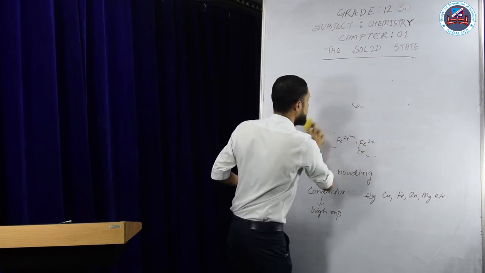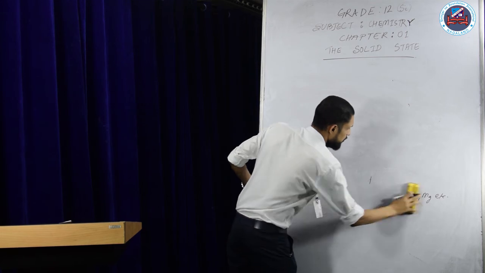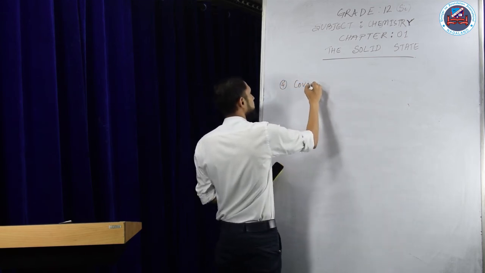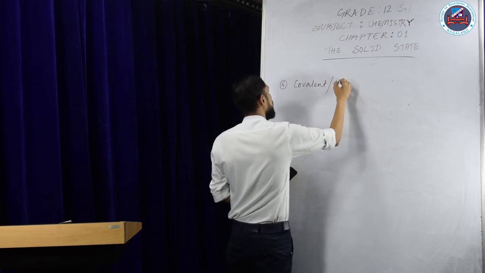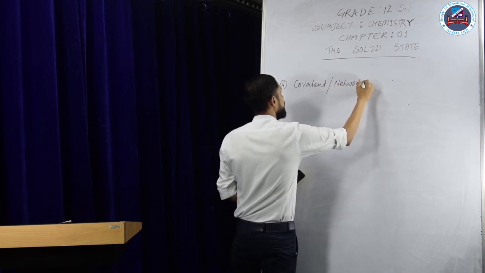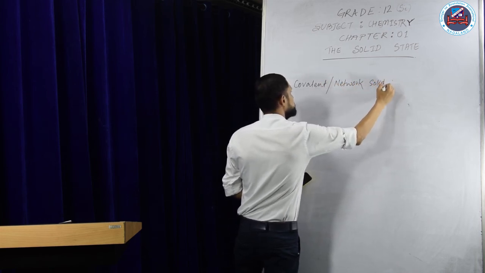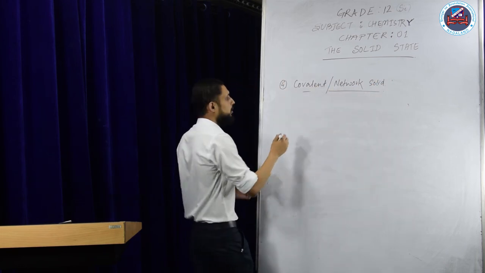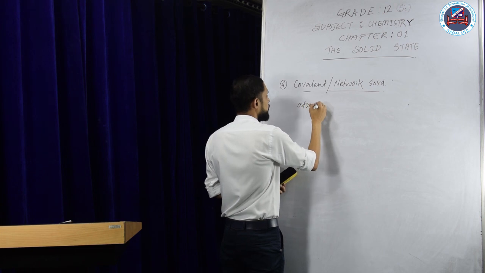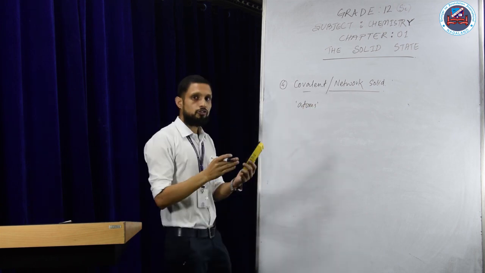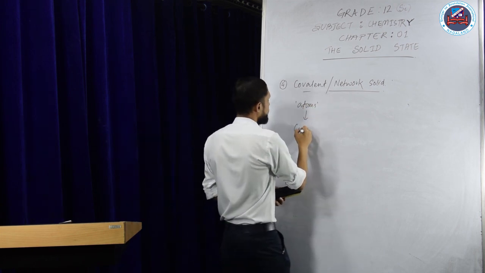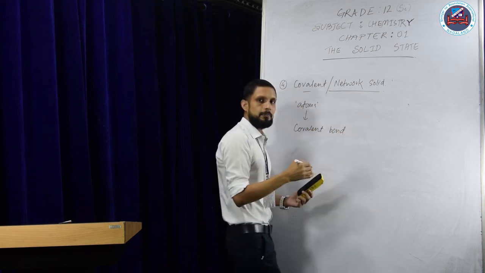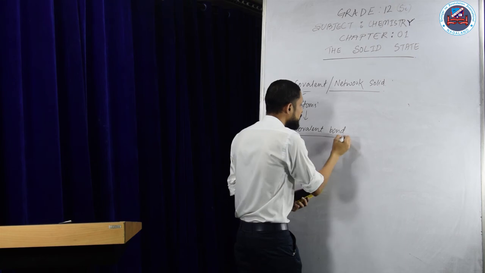The fourth type of crystalline solid is covalent or network solid. Now, these covalent or network solids are made up of atoms. And these atoms are held by covalent bonds. So the bonding present in covalent or network solid is covalent bond.